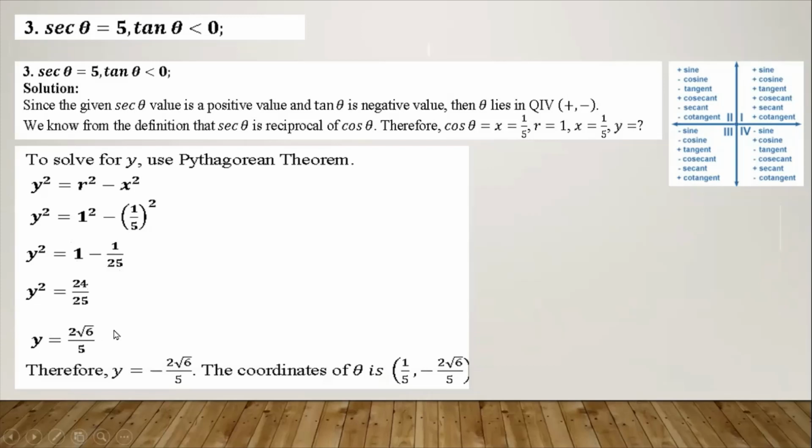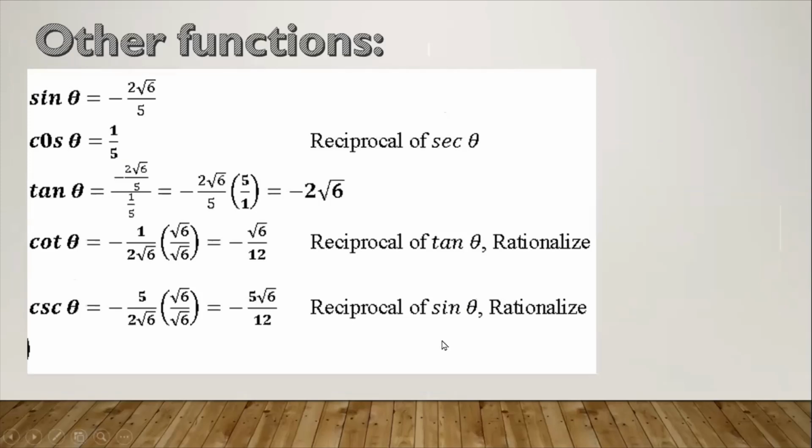Therefore, y is equal to 2 square root of 6 all over 5. Therefore, y is equal to negative 2 square root of 6 all over 5. The coordinates of theta are 1 over 5 and negative 2 square root of 6 over 5. Okay, we're ready to go and solve for the other trigonometric functions. For the sine theta, we have negative 2 square root of 6 over 5. And for the cosine theta, that's the reciprocal of our secant from the given. Therefore, the reciprocal of our secant, that's 1 over 5.